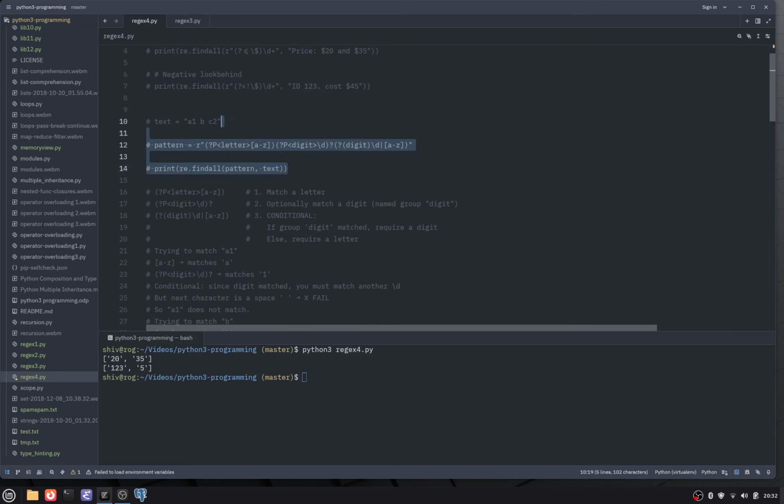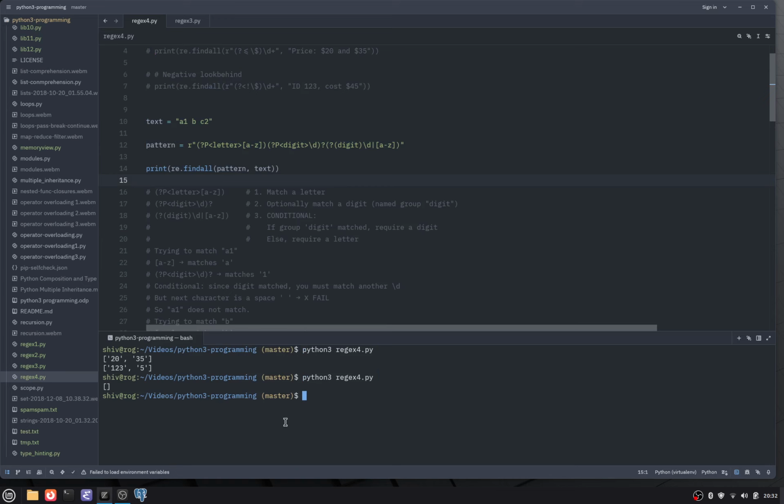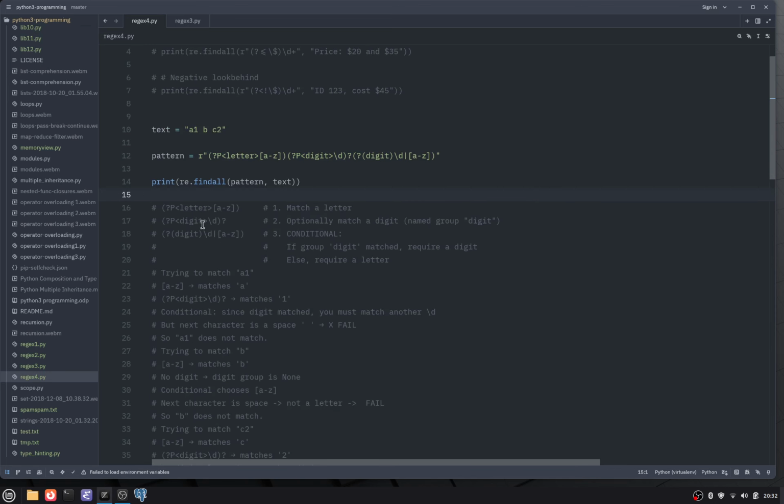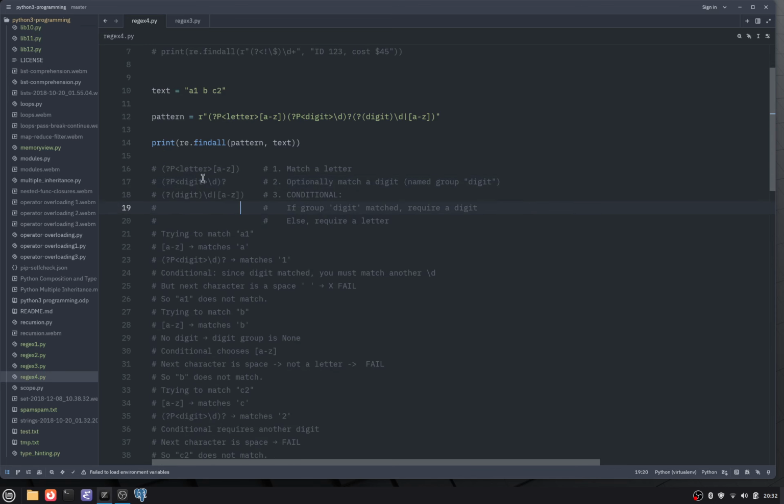First we will look at the output, then we'll try to understand the regex. So our match is empty. Let me increase the font a bit for you guys. The discussion of the regex is here. The first part is this one. What it does is match a letter and put it in a named group, letter.